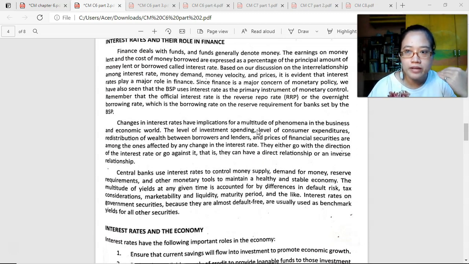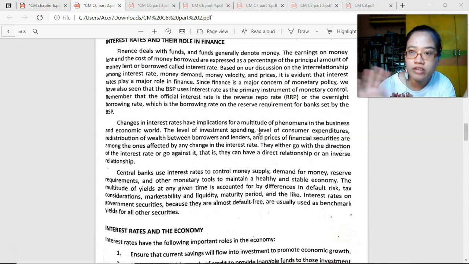Okay. So, di ba kapag interest rates, they go up, normally businesses and borrowers, they're not enticed to borrow money. So, if they don't borrow money, yung level of investment spending nila ay bababa, di ba? Kasi instead of expanding their operations or hiring more people, they won't do that if they are unable to borrow money from the financial institutions.